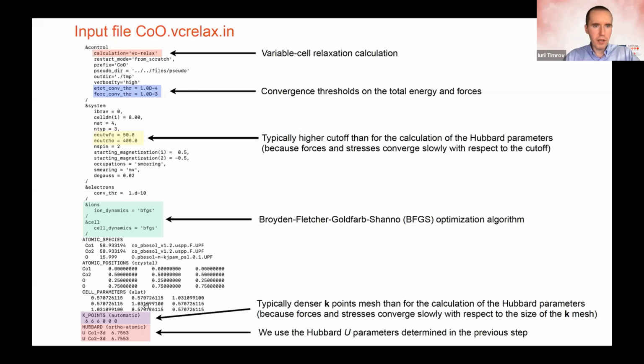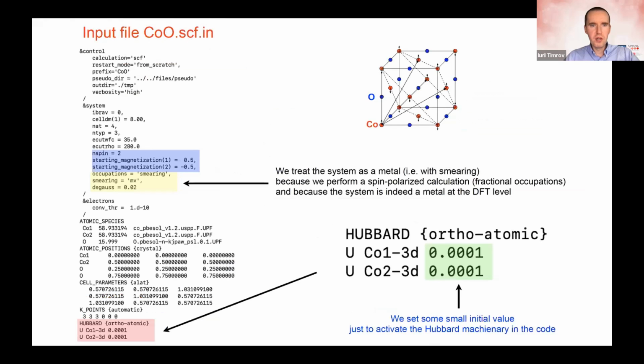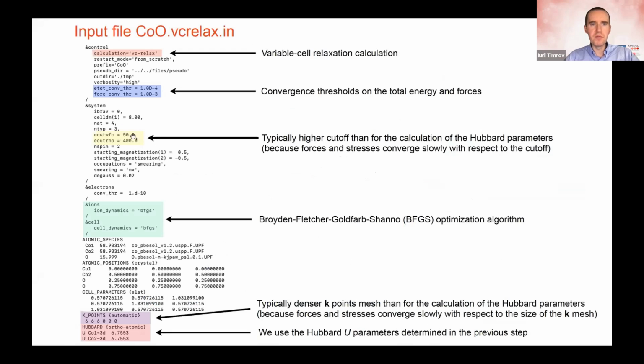You can have a look at this input. For example, we need to specify the convergence threshold for the total energy and forces during this variable cell optimization. So cutoffs for the wave functions and for the density and potential, ecutwfc and ecutrho, are typically higher than in the case of the linear response calculation of U. You see here I used 35 and 280, while here I use higher cutoffs, 50 and 400.